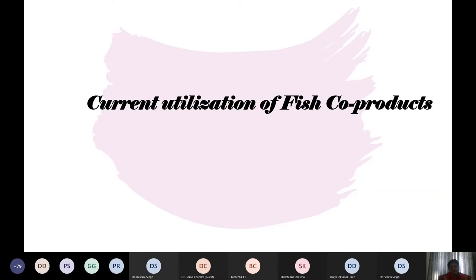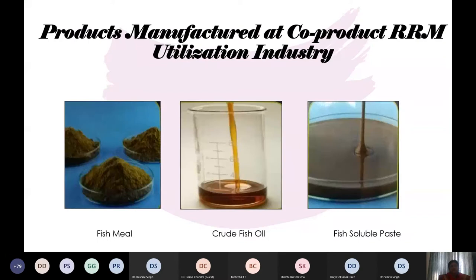Now, correct utilization of the fish co-products. When we started this project, we wanted to see how this RRM, the waste material generated from the fish industry, is currently being used. Mainly it is used for production of fish meal, and very crude fish oil is produced, which is used in marine boats for oiling the boats. Then a fish soluble paste is produced and mixed in the animal feed. So this is the value added product currently being used, which is not very high value added product.